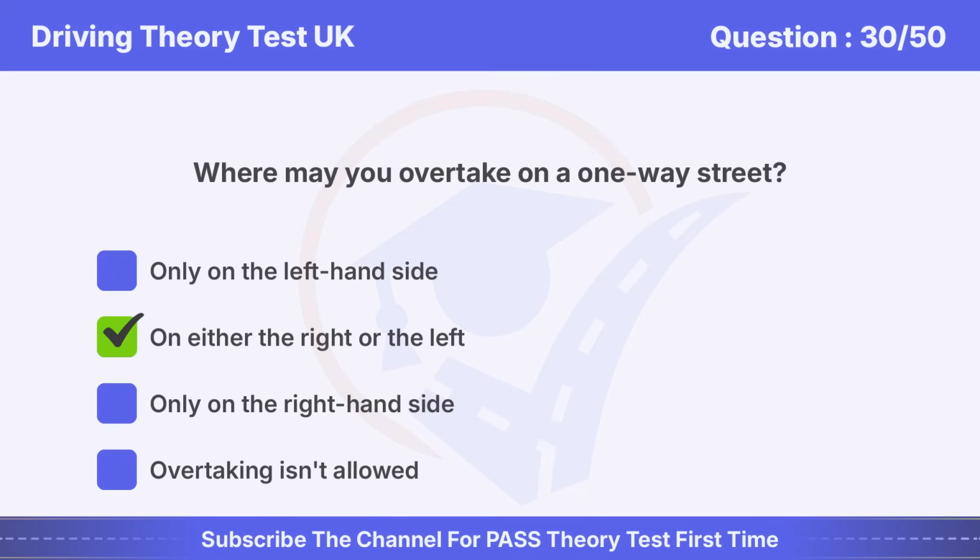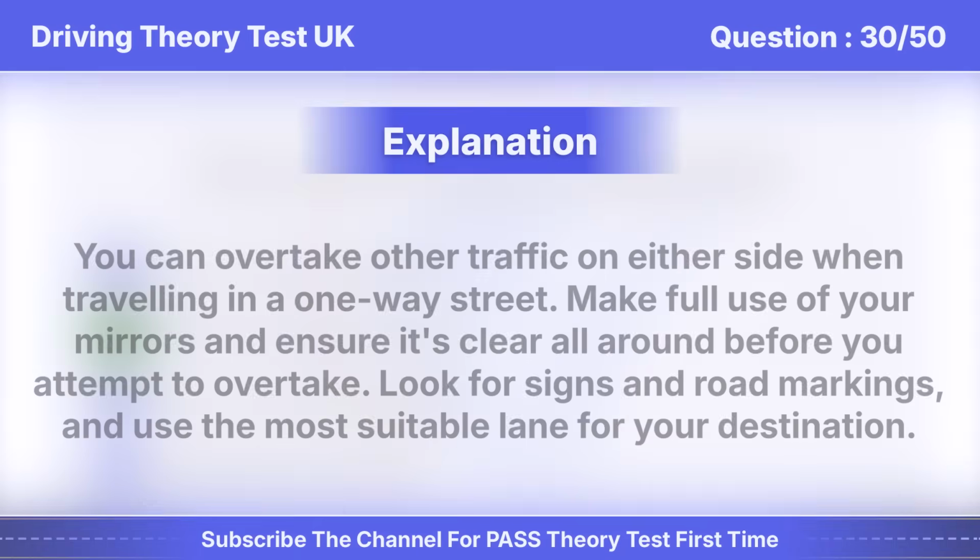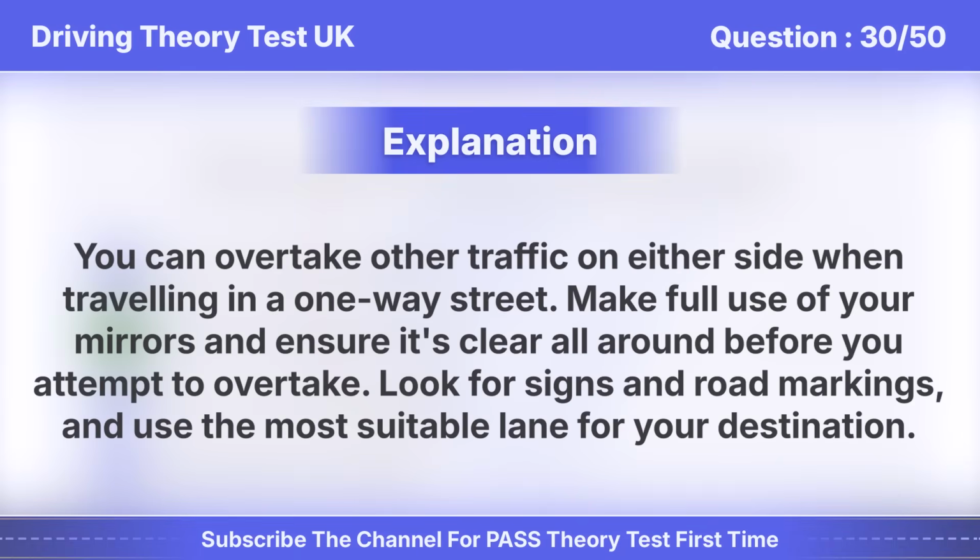Answer is B. On either the right or the left. You can overtake other traffic on either side when traveling in a one-way street. Make full use of your mirrors and ensure it's clear all around before you attempt to overtake. Look for signs and road markings, and use the most suitable lane for your destination.